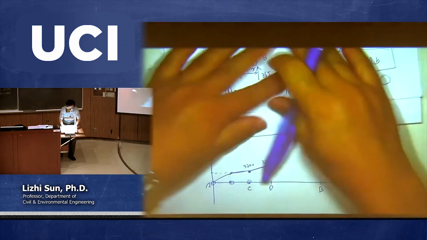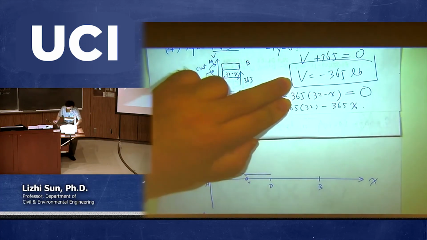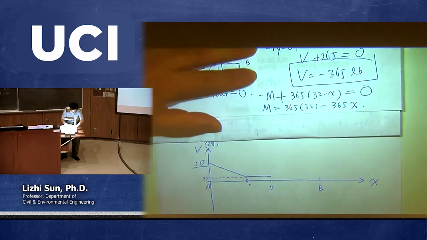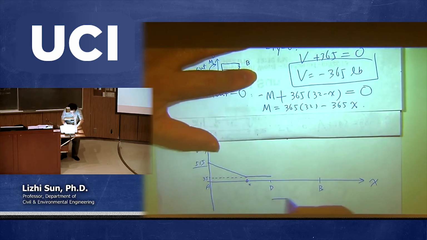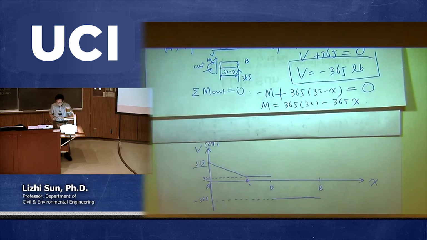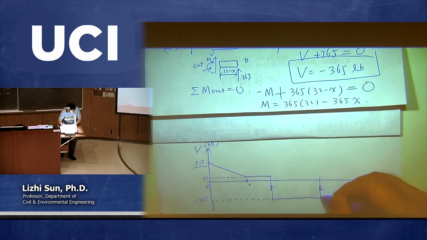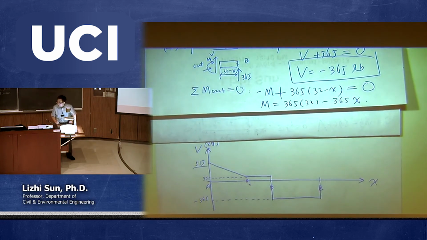So let me just show you step number 4. The result here: the shear is negative 365. So negative 365 is all the way down to here. That's 365. Okay, so negative 365. Then typically you have to make sure it's continuous like this. So that's a shear, because negative 365, right? So we have to make sure it goes down all the way to negative 365.